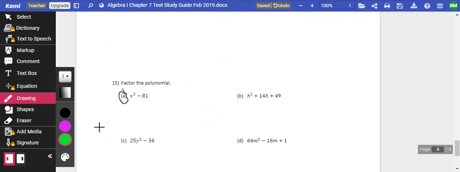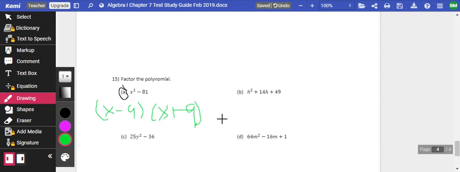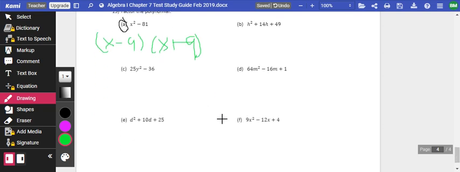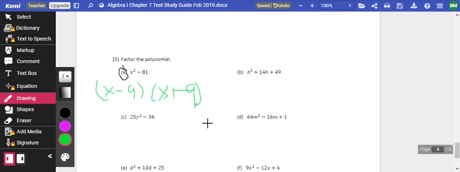Okay, again, special factoring. We know this is x minus 9 times x plus 9. It's just those factoring ones where it's a special case. That's it.